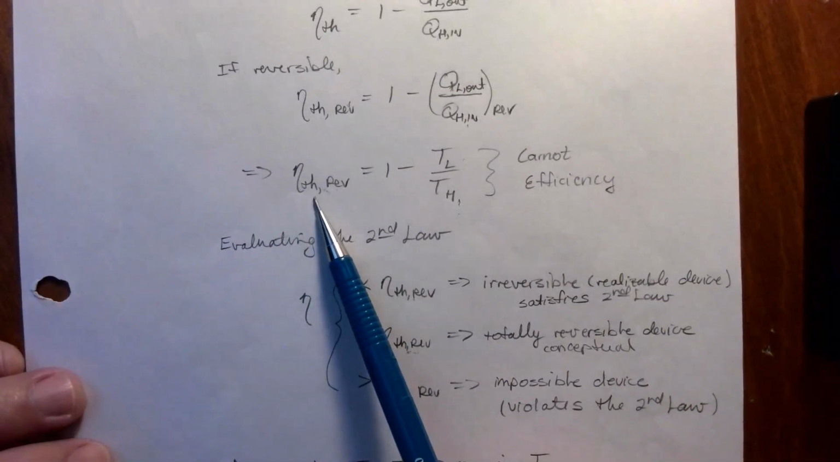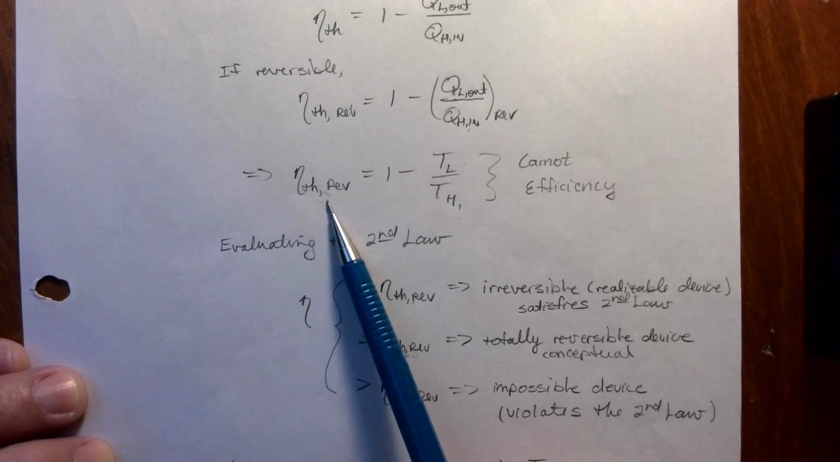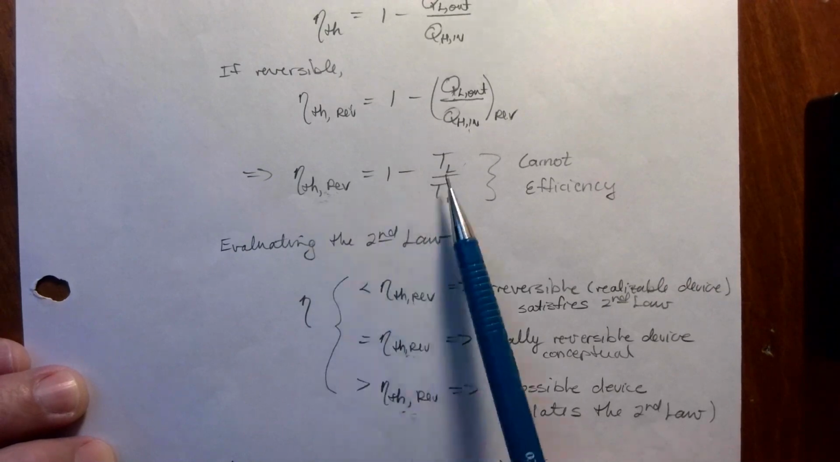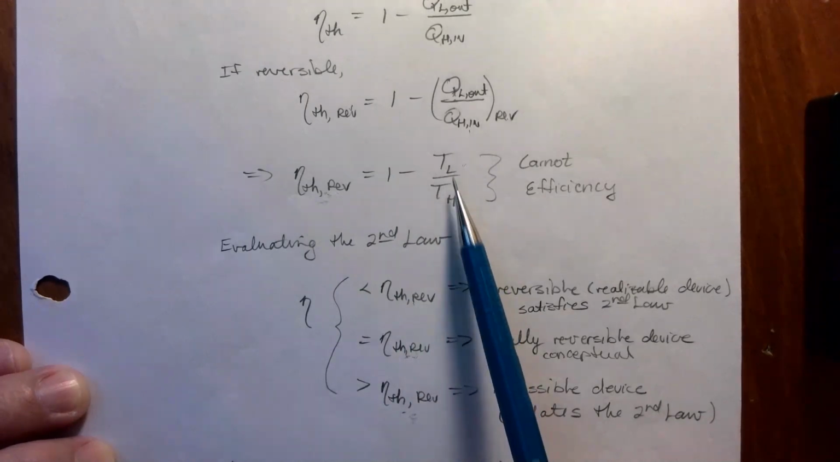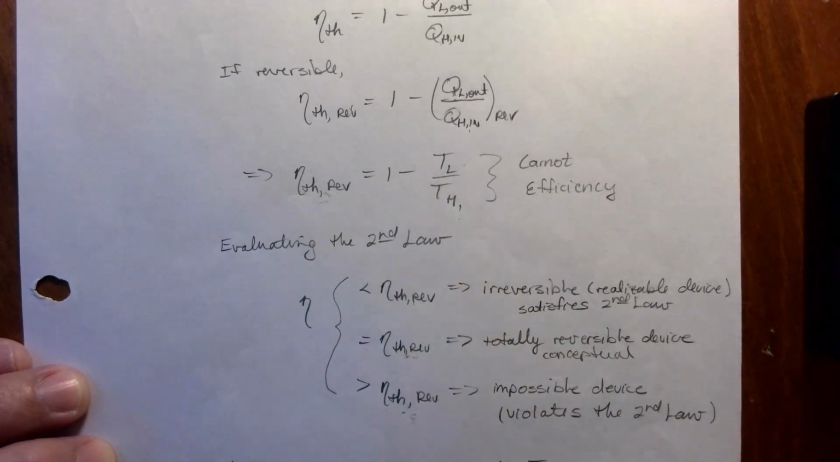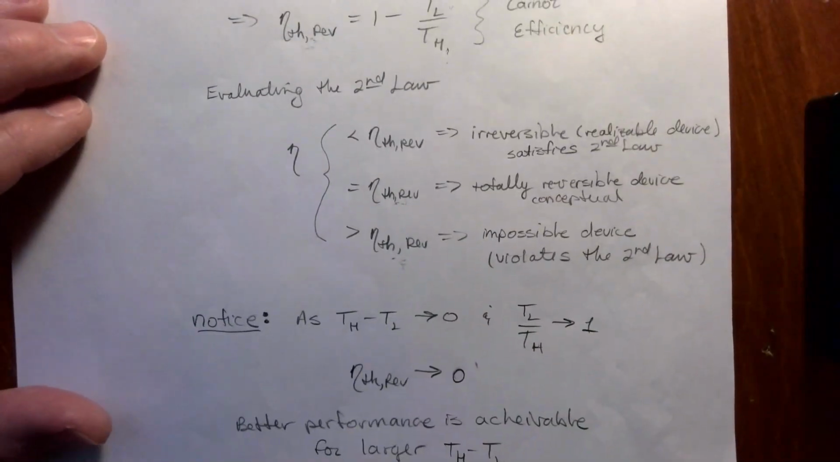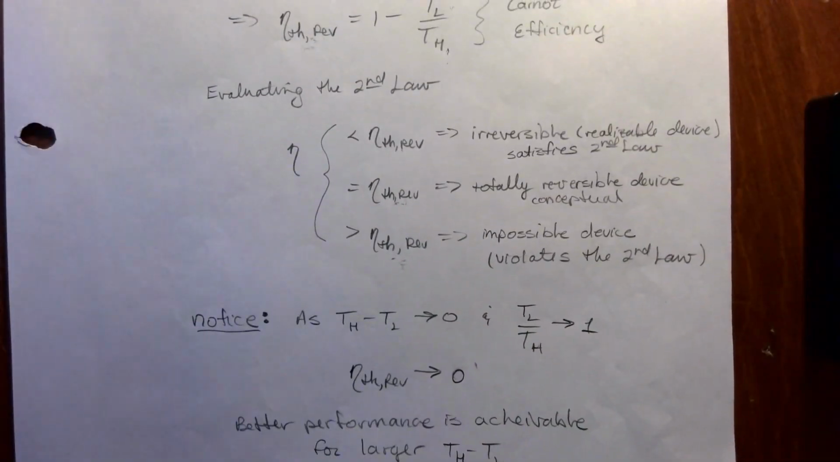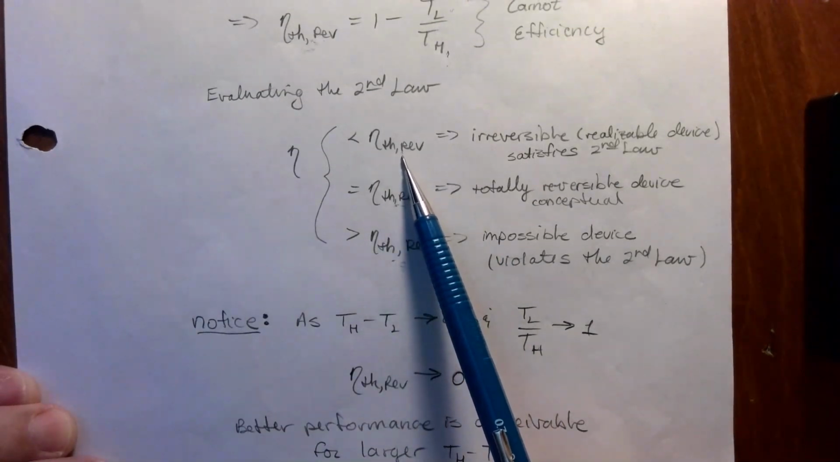The thermal efficiency for a reversible heat engine, called the Carnot efficiency, is 1 minus TL over TH. As long as these are in absolute temperatures, either in K or degrees Rankine, you'll get the same efficiency. So now we have a means to evaluate the second law. Check the thermal efficiency for any device and compare that to the reversible case.